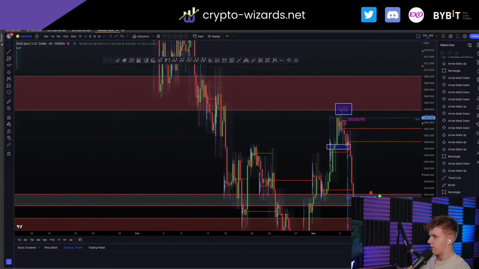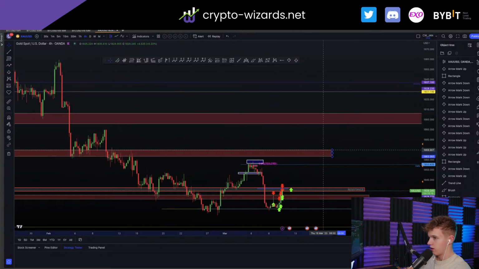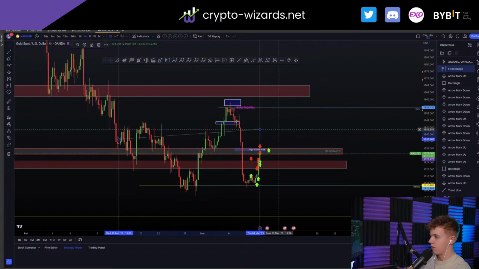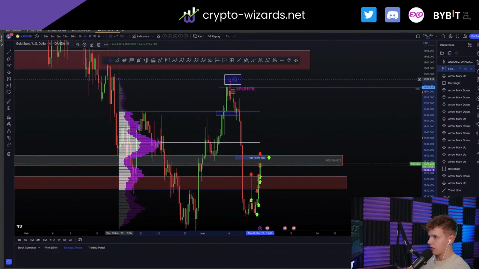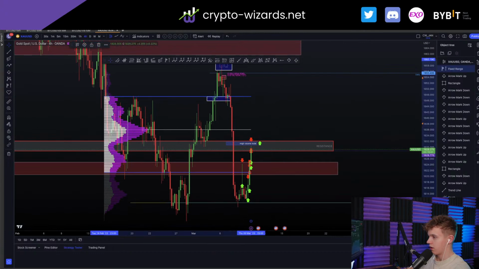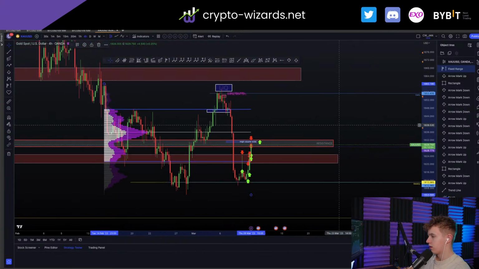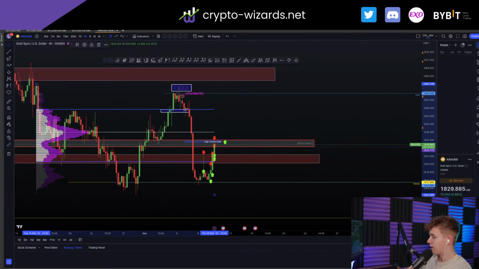If we go to the 4 hour and we mark out the zone, it's kind of close to the POC, but not exactly. Yeah, the POC is still a little bit higher. But I guess if we do this, no, still here. It can potentially go up to the POC. That is very far away. You know, it's another $8.